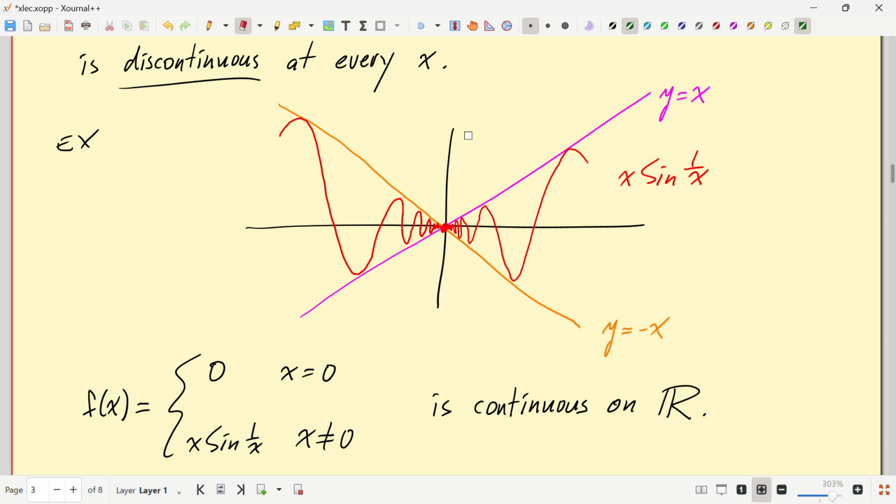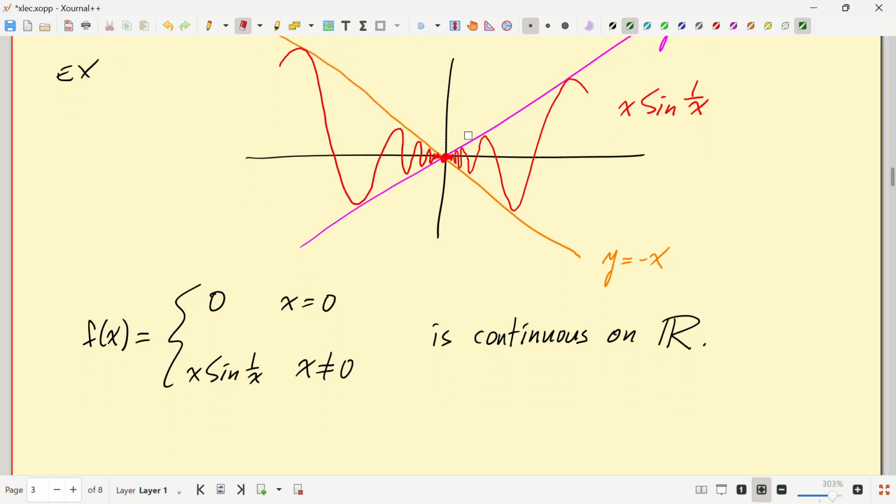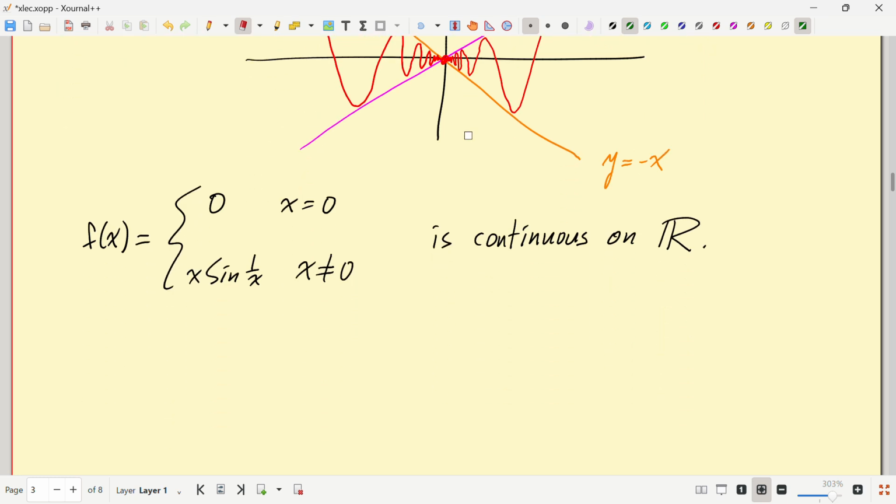Questions about that one? And if I didn't have that x in there, if it was just sine 1 over x, that would jump up and down between plus and minus 1 and go totally bonkers as I tended to 0. And of course, that wouldn't be continuous there. So maybe I'll mention: sine 1 over x is not continuous at 0. It goes bonkers there. But it's continuous on R minus 0.